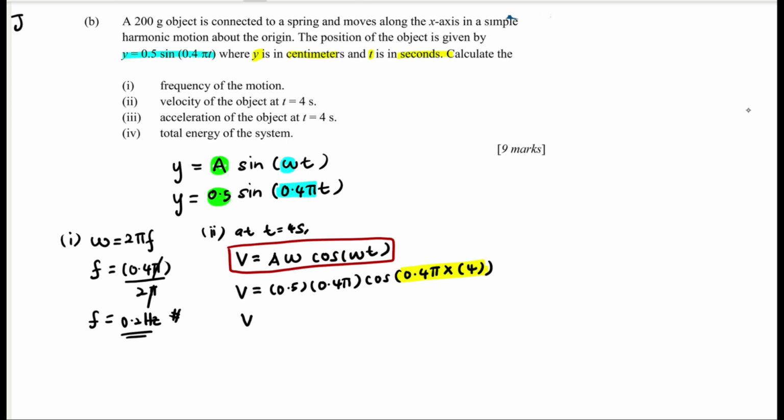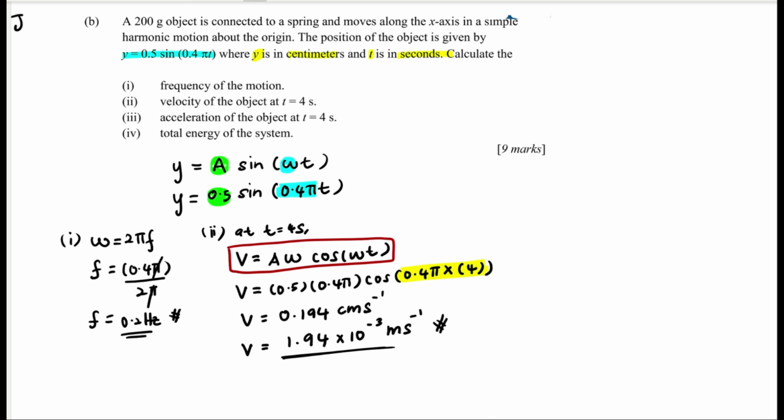Okay, so v finally equal to 0.194 centimeter per second. So if you want to change to meter, then it is equal to 1.94 times 10 power of negative 3 meter per second. Okay, so this is the answer.